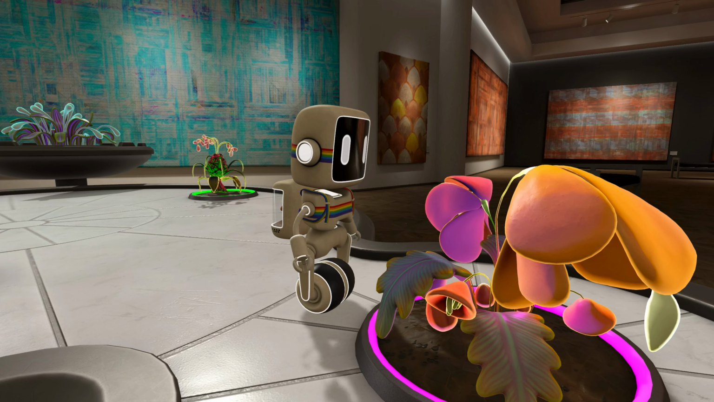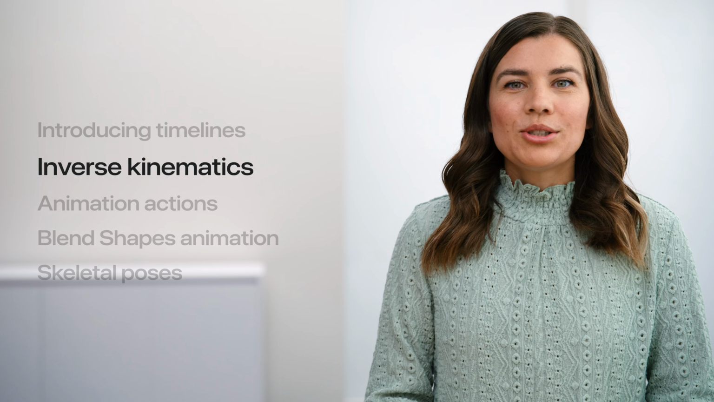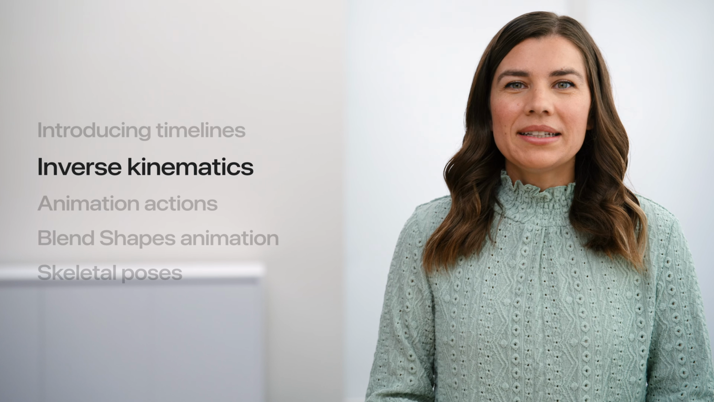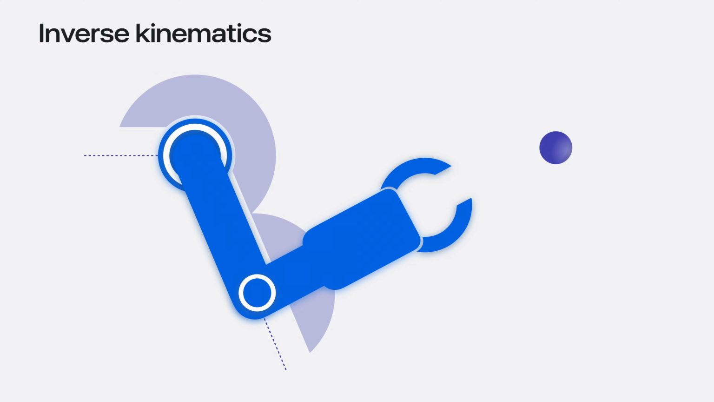Let's take a look at what the reach animation should look like. When the robot arrives at the plant, I want it to reach its arm out. To achieve this, I'll use RealityKit's full-body inverse kinematics system. Inverse kinematics is the use of kinematic equations to determine the motion of a joint in a rigged skeletal structure to reach a desired position.